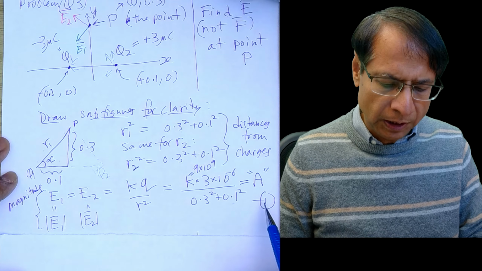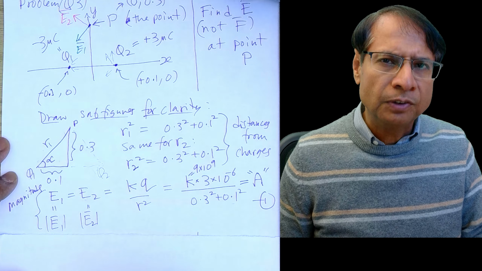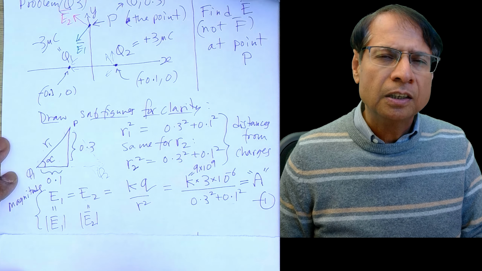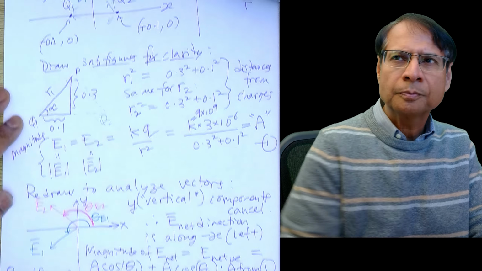This is equation 1. Now that you have the magnitude, the next job is to find the direction of the total electric field. This is where the vector components come in. So here we go.